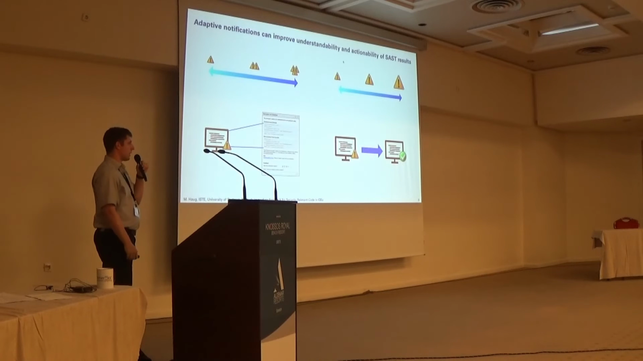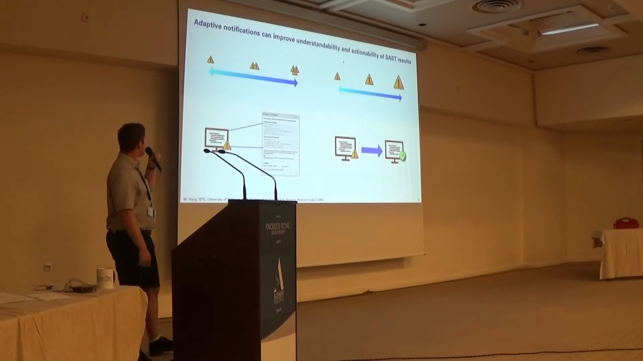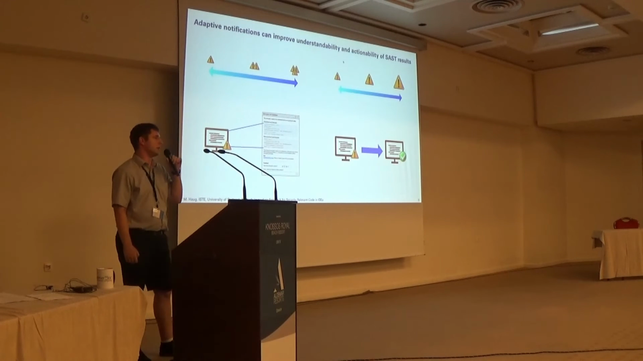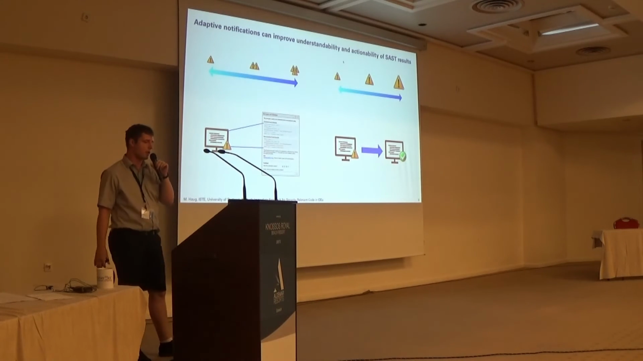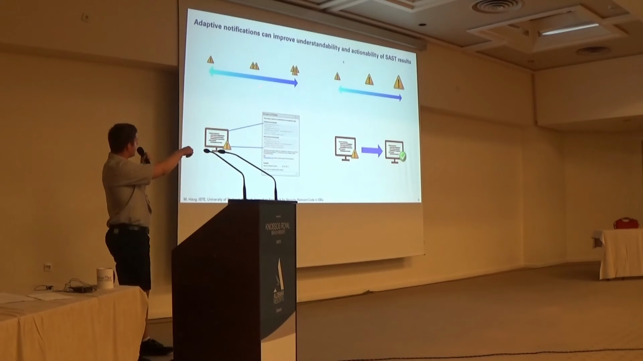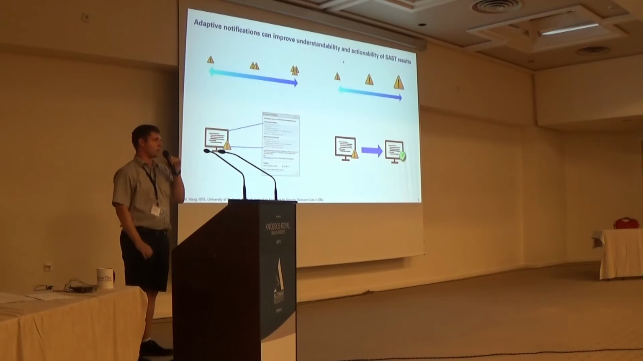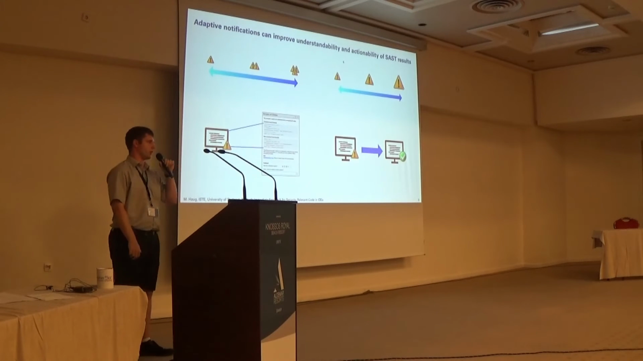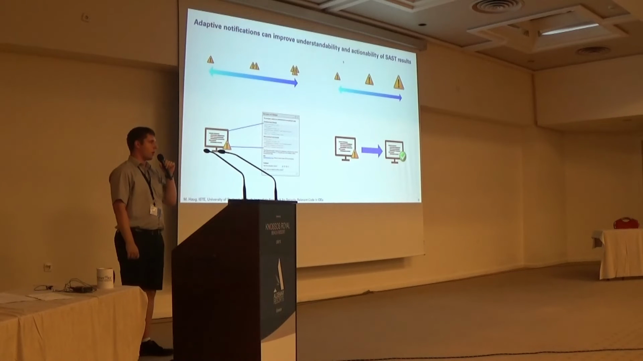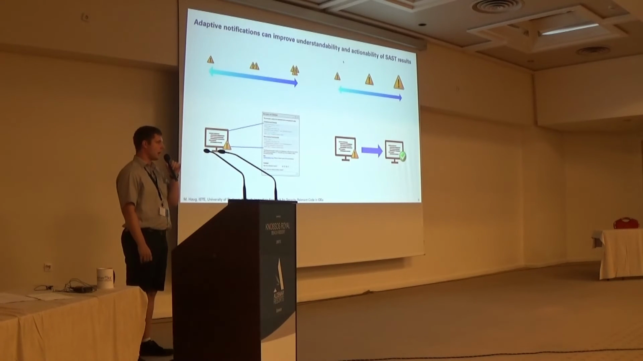The second area of adaptivity is adaptive notifications that can improve the understandability of notifications. This comes in multiple dimensions. One is we can increase or decrease the amount of notifications that we show to a user. One idea here is, for example, instead of showing all notifications as soon as they're produced, we reduce the amount of notifications while the user is implementing a function or functionality.